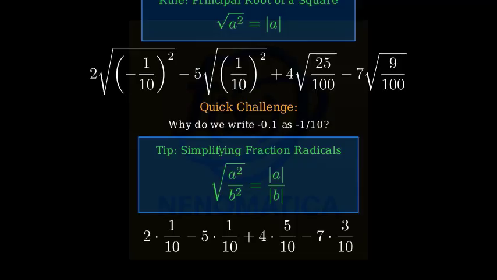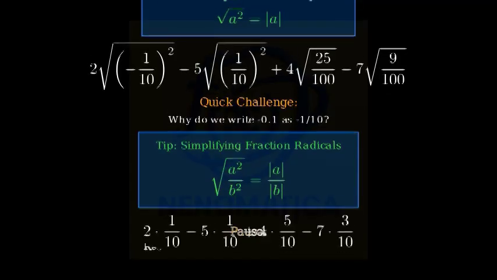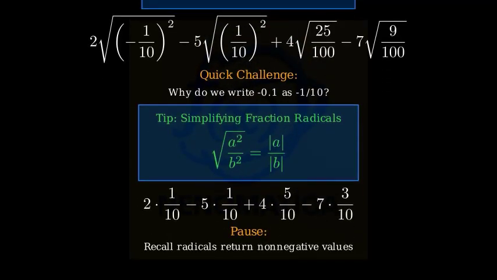The square root of 25 over 100 is 5/10, and the square root of 9 over 100 is 3/10. Pause for a moment to recall that radicals return non-negative values. That's why when we take the square root of negative 1/10 squared, we get positive 1/10. Now for step 3, we multiply each coefficient by its corresponding fraction.